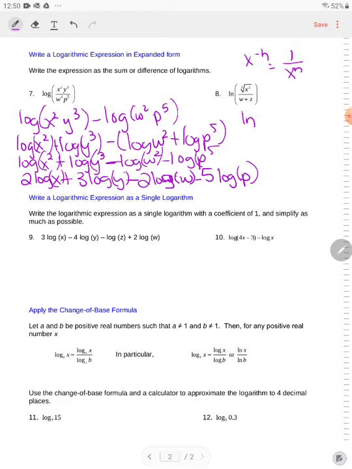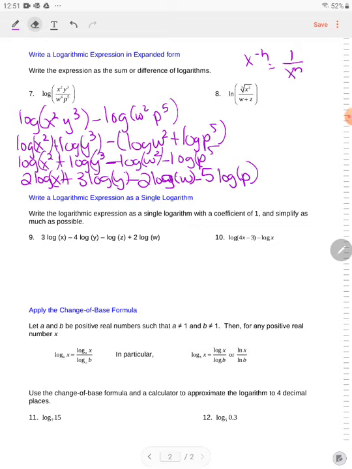as ln of the cube root of x squared minus ln of w plus z. Remember, we cannot split up addition here.